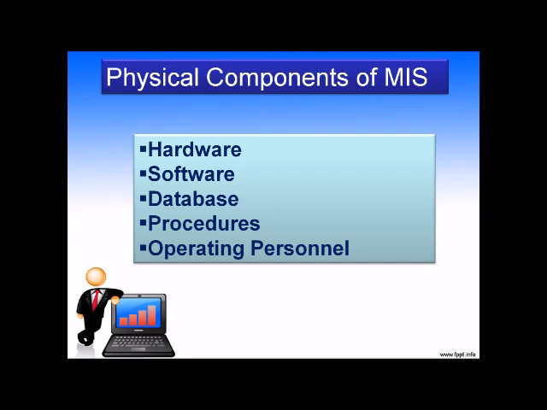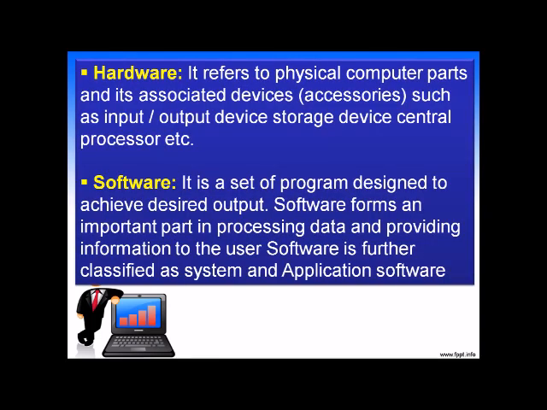So the physical components of management information system are hardware, software, database, procedures, operating personnel. We'll go through these one by one in the next slide. So the first physical component is hardware. It refers to physical computer parts and its associated devices, that is accessories such as input, output and storage devices, which means that it is basically a physical component. Means we can see, touch and feel the hardware material.